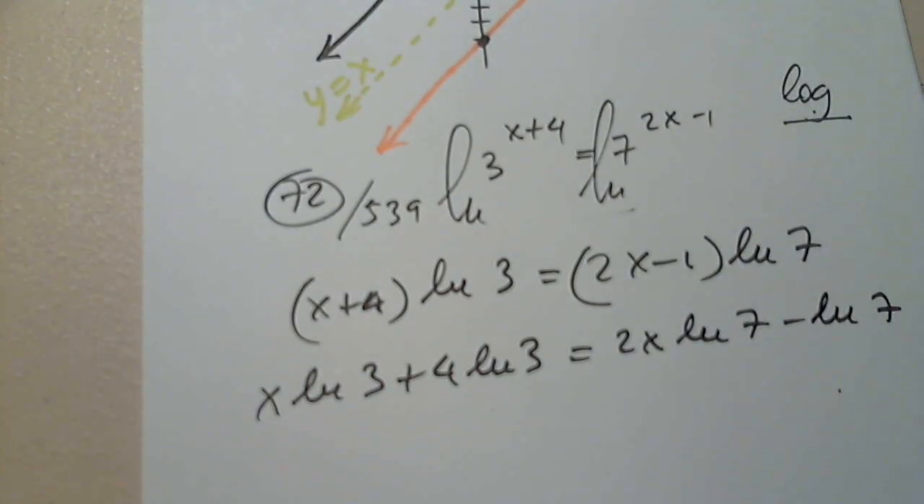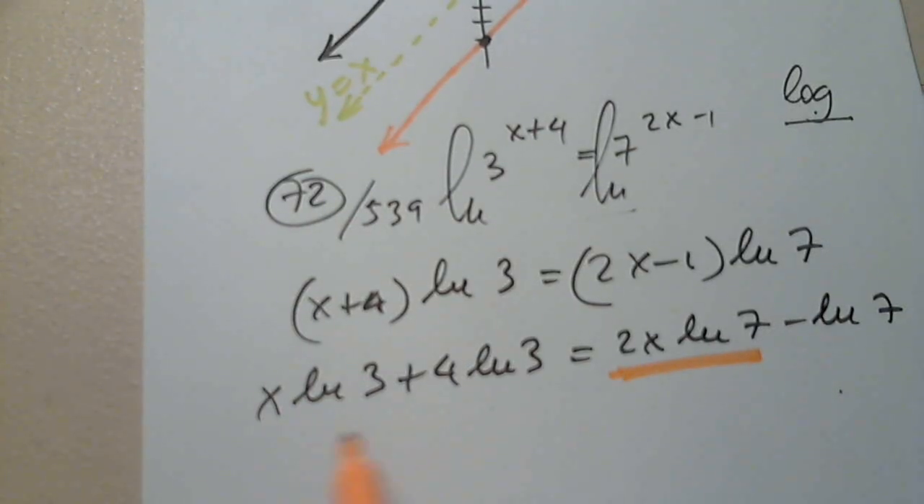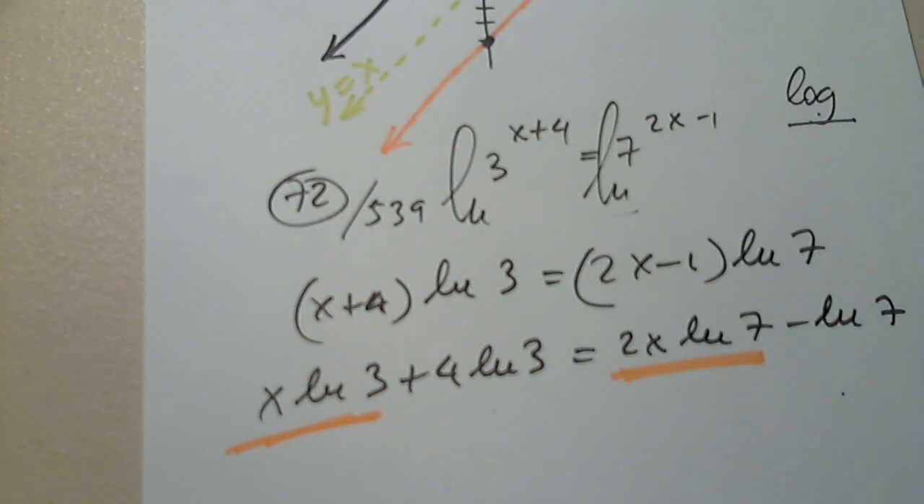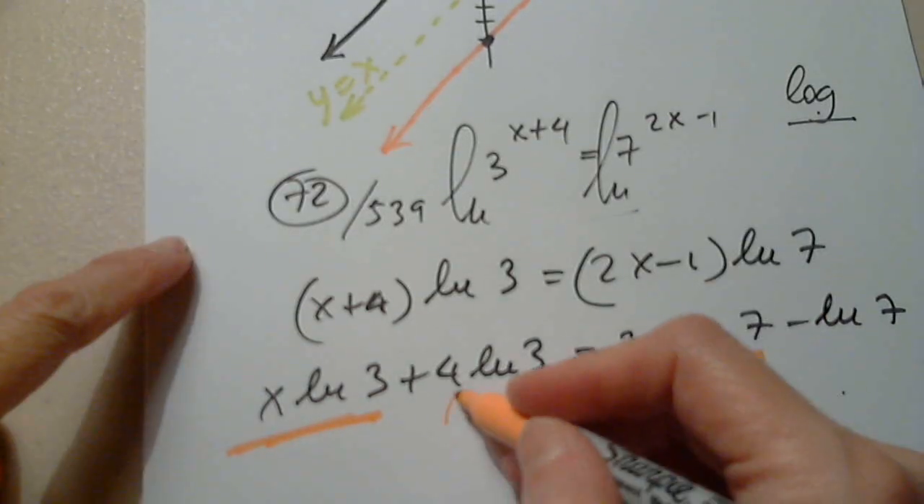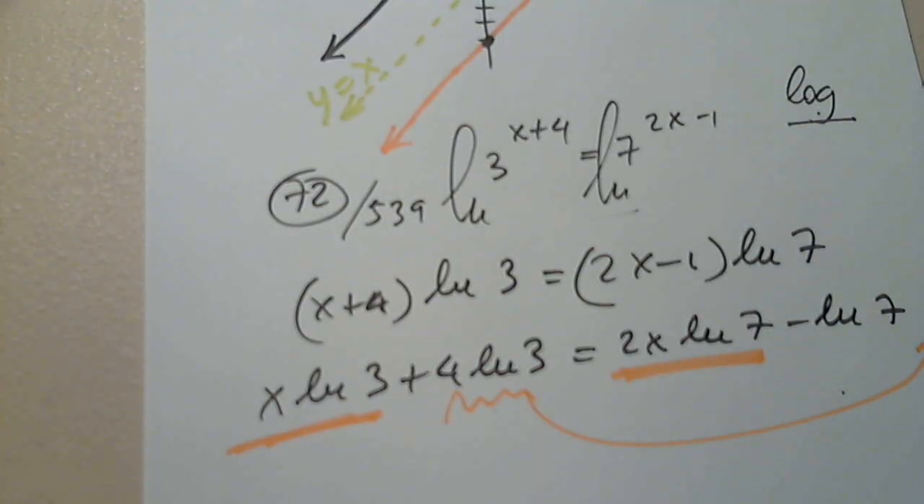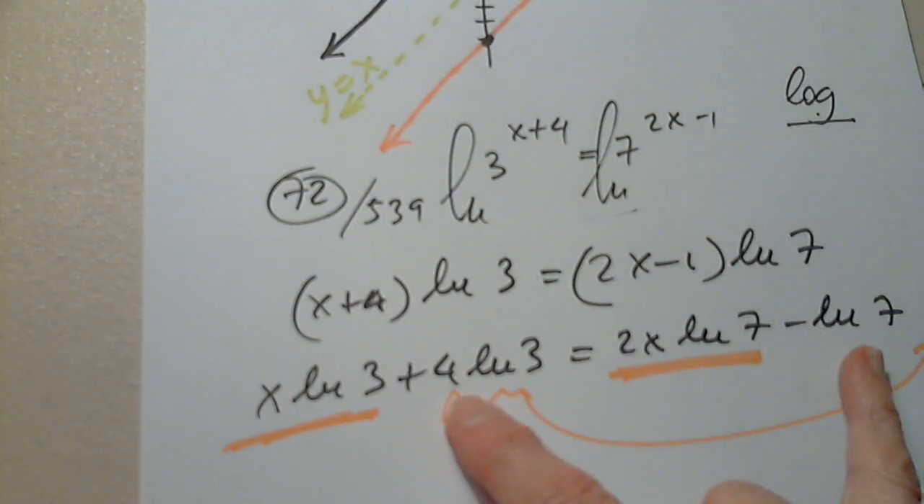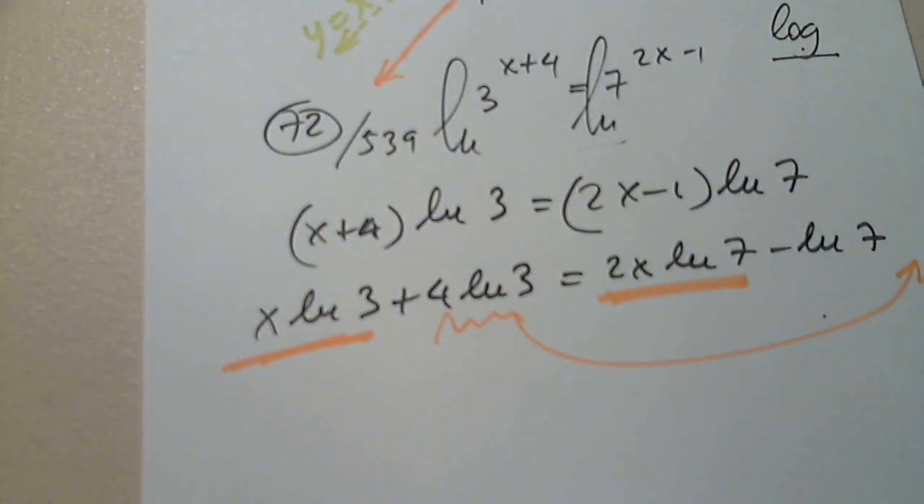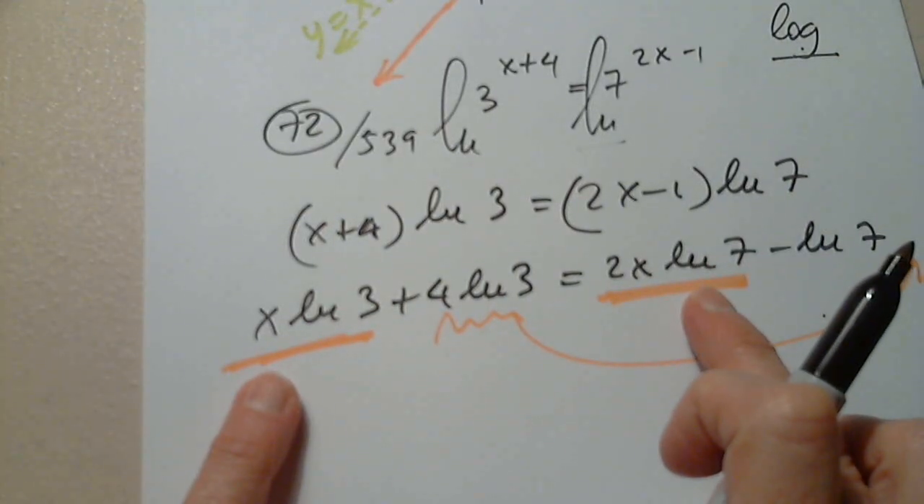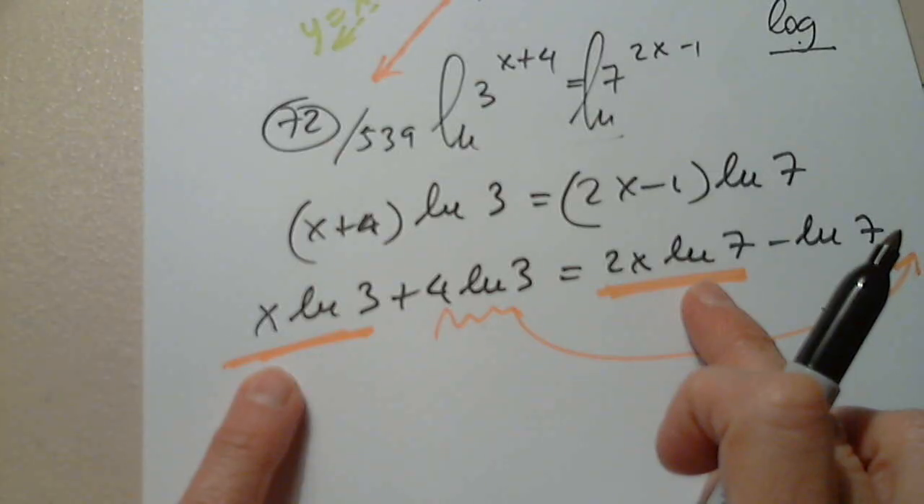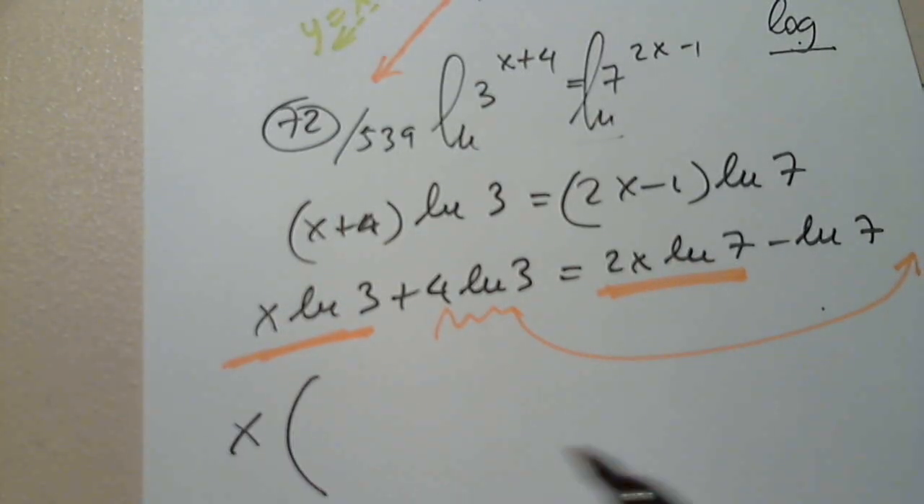Now, the next step must be realizing that these two belong on the same side, and this has to be moved to the other, because the terms with the variable have to be on one side, left or right, it doesn't matter, and the terms without variable have to be on one side. But when I do that, I will not be able to combine these. They're not like terms. So I will have to factor out x.